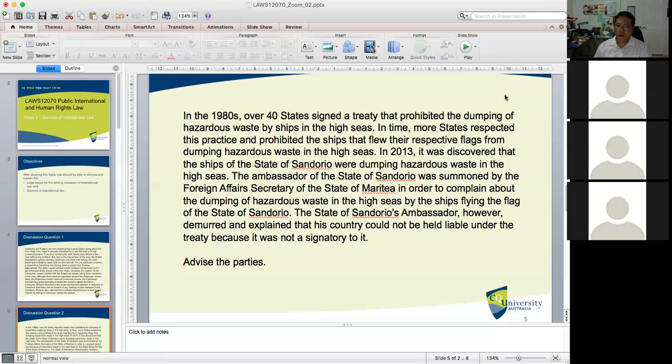So, going back to the question then, is there an international law on the basis of the facts that prohibits the dumping of hazardous waste in the high seas, which would then bind the state of Sandorio, even though it was not a party to the treaty? What do you think? Volunteers?